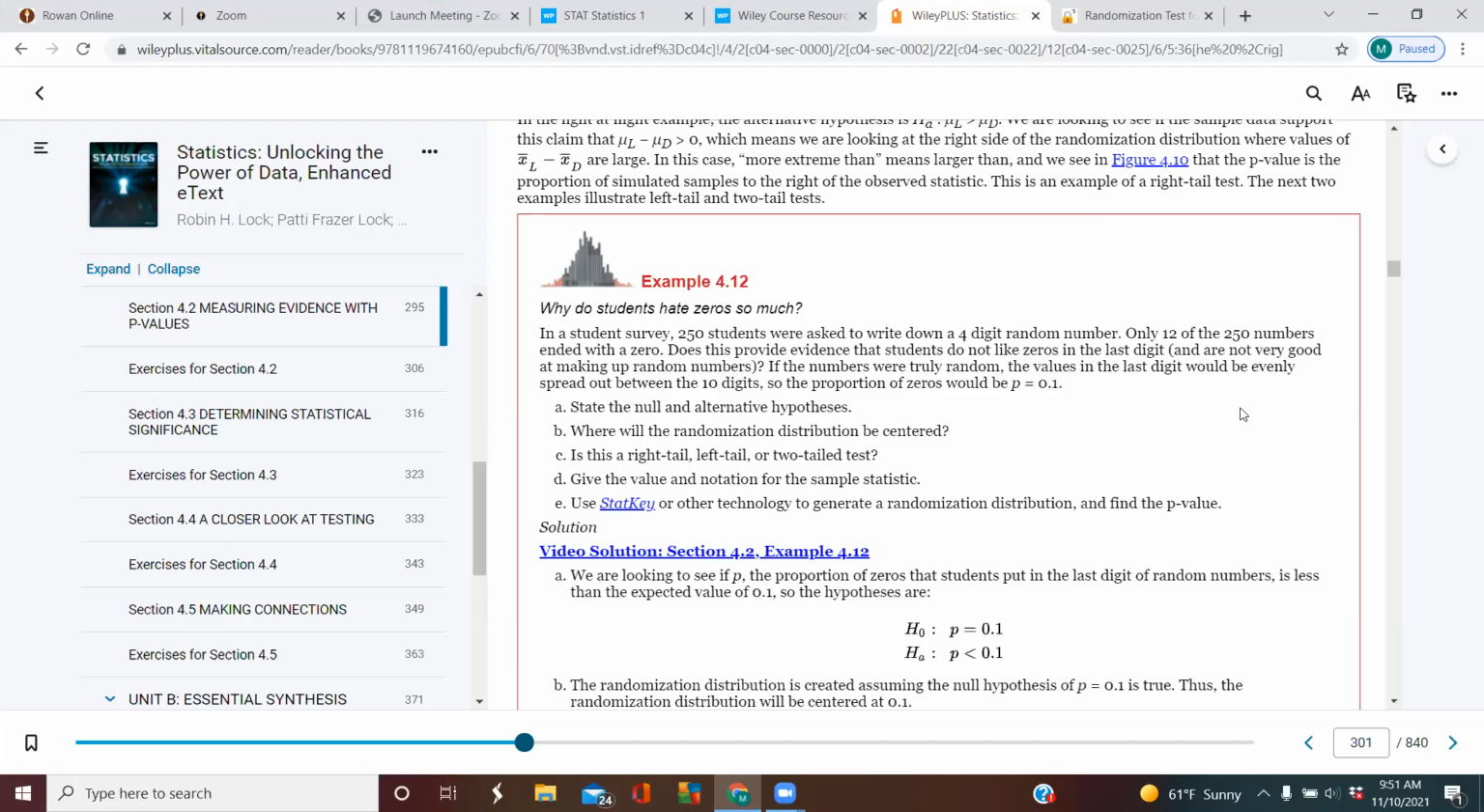Is it really true that people tend to pick zeros less often for the last digit of a 4-digit number? So the null hypothesis is that we would expect the proportion of zeros to be 10% or 0.1. But the alternative hypothesis is saying, well, maybe people tend to pick zeros less often for some reason, and therefore P is less than 0.1. Okay. Let's actually go to StatKey and find this particular case.